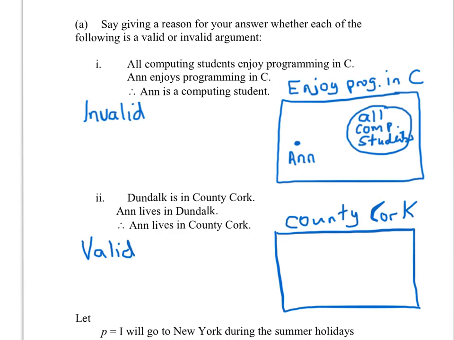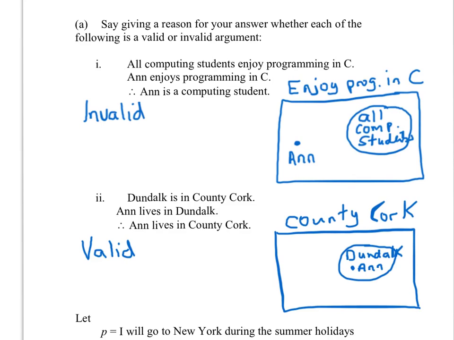Inside County Cork is Dundalk, so again I'll give it a circle and I'll call it Dundalk. So Dundalk is within County Cork. That's the first proposition. The second proposition says Anne lives in Dundalk. So Anne again is inside this circle. Right? And if Anne is inside Dundalk, and Dundalk is a circle that is within County Cork, then the conclusion Anne lives in County Cork is a valid argument.